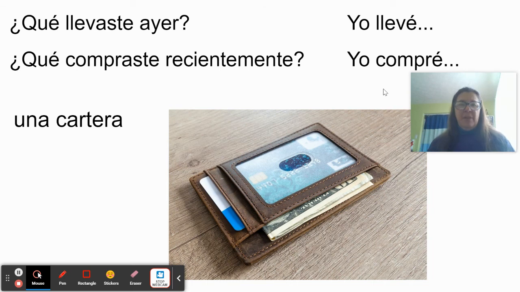This is not on the vocabulary list, but many people were asking for wallet. Una cartera. Yo compré una cartera. ¿Por qué? De cuero, el material.